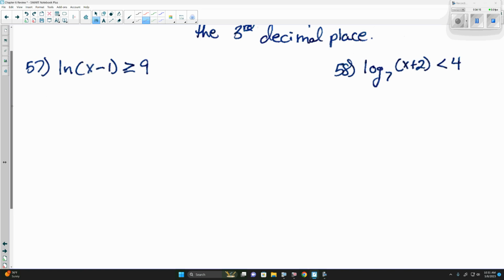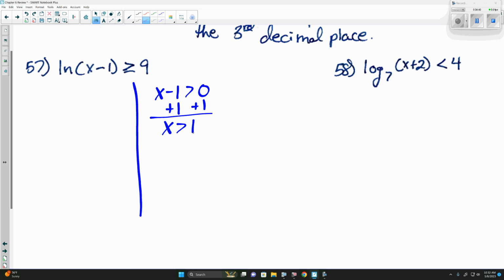57. So the first thing we need to do is get the logarithm by itself, and for this one here, the logarithm is already by itself. So we can put a little line, because we know what's inside the logarithm has to be greater than 0, because if whatever's inside the logarithm is 0 or negative, we do not have a solution for that. So we do need to solve this here. And this lets us know that x has to be greater than 1.